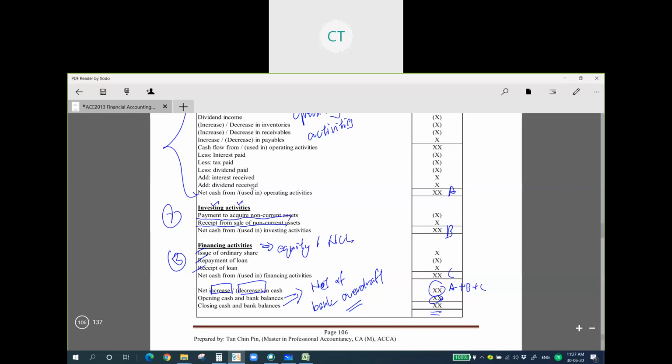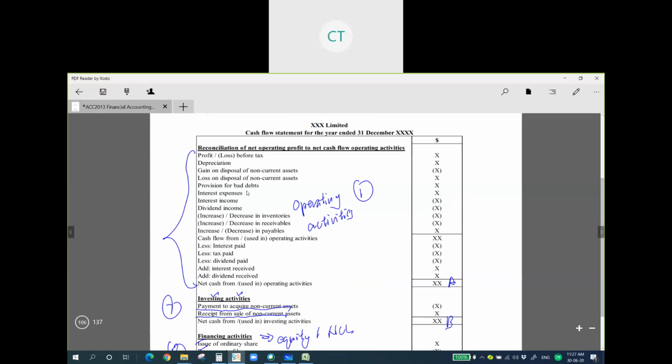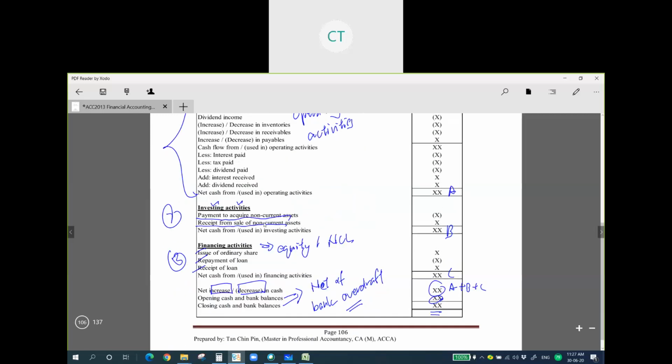Class, let me ask you a question. Which section in the cash flow statement are you not very clear on and wish me to further explain? You have a question or not? Do you have any question in this cash flow statement? You can tell me the section and then I can further explain to you. Got question or not?